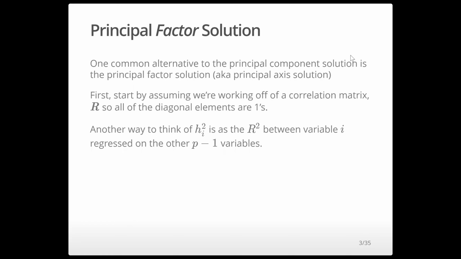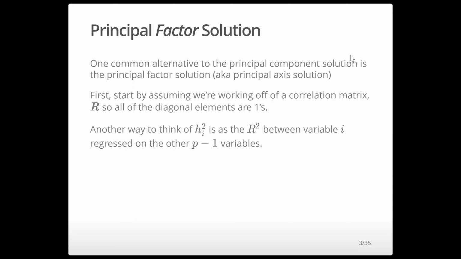So one common alternative is called the principal factor solution. This is also called the principal axis solution. In R, it's typically called the principal axis solution. In the book, it's called the principal factor solution. The way it works is we're going to start by assuming we're working off of a correlation matrix, not a covariance matrix, so that all of the diagonal elements are ones.